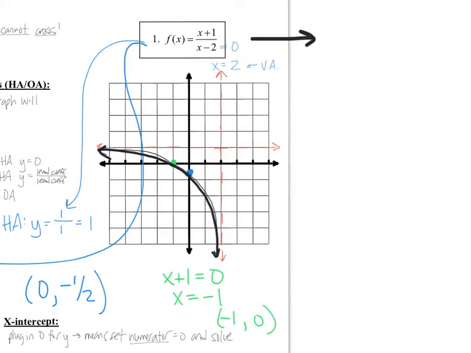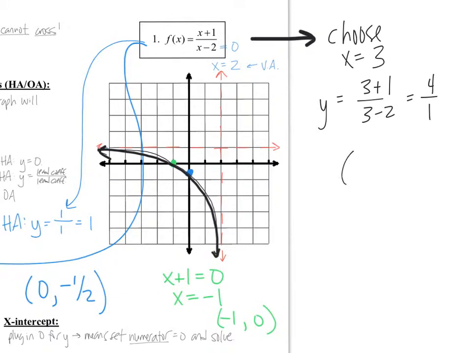Okay, I'm going to choose x equals 3 and plug that into my equation. So y equals 3 plus 1 over 3 minus 2, which is 4 over 1. So when I plug in 3, I got 4. That means that 3 comma 4 is another point on my graph. So go to 3 comma 4 on the graph, which is right here. Put a point there, and that tells me that to finish my graph, it looks like this.